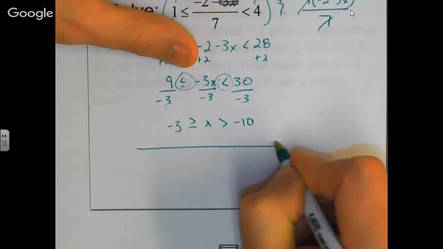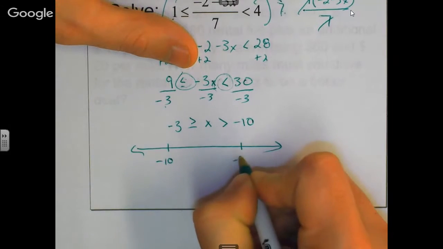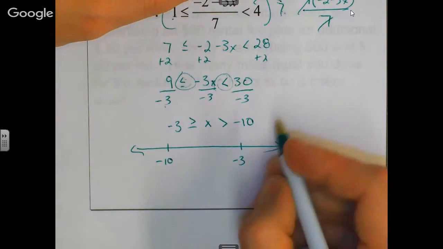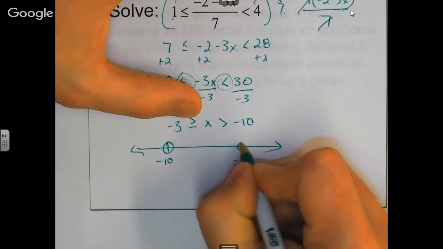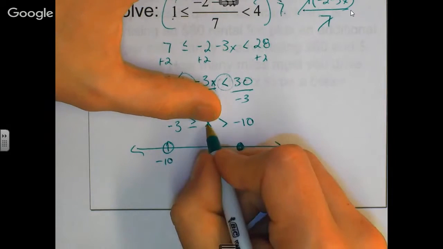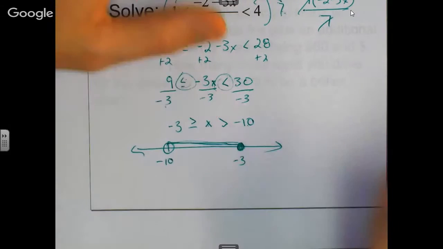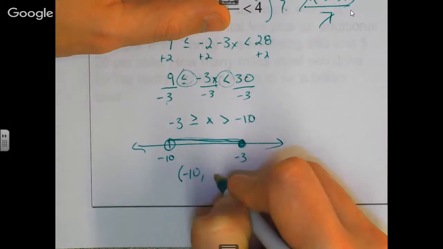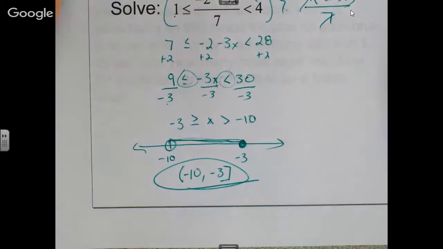So then on a graph, we have negative 10, negative 3. See, they've got a flip-flop; they're not in the right order. So negative 10 we cannot choose, but we can choose negative 3. I want x to be bigger than negative 10 but less than or equal to negative 3, so that's these numbers in here. So then we'll have negative 10 with parenthesis, comma, negative 3, bracket.